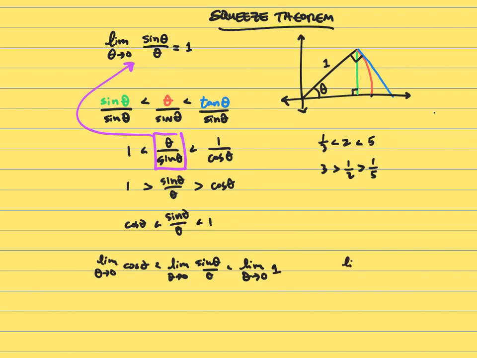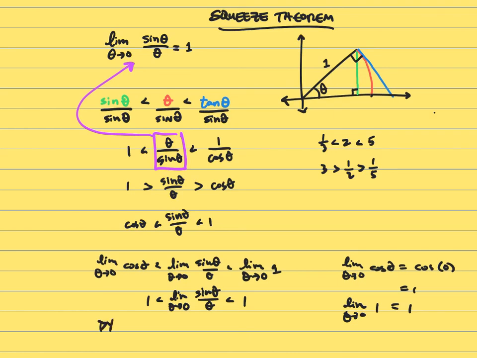Well, what would be the limit as theta goes to 0 of cosine of theta? That would be cosine of 0, which, guess what, is 1. And what would the limit as theta goes to 0 of 1 equal? Well, there's nowhere to plug 0 in because 1 is always 1, so that's going to be 1. So this tells me that the limit as theta goes to 0 of sine of theta over theta has to be between 1 and 1. Well, what the heck is that?